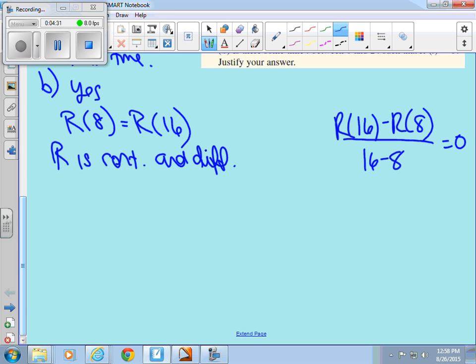Therefore, by mean value theorem, R prime equals 0 at some c, or therefore by Rolle's theorem, R prime of c equals 0. So either way, full credit. Questions about that?